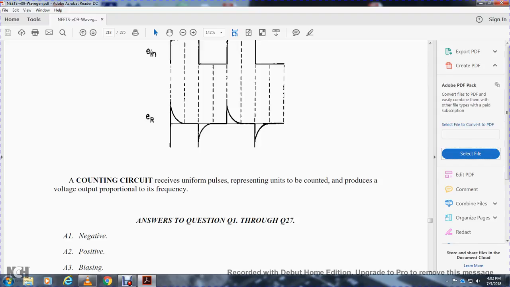The counting circuit receives uniform pulses representing the units to be counted and produces a voltage output proportional to its frequency. And that was Chapter 4's summary.